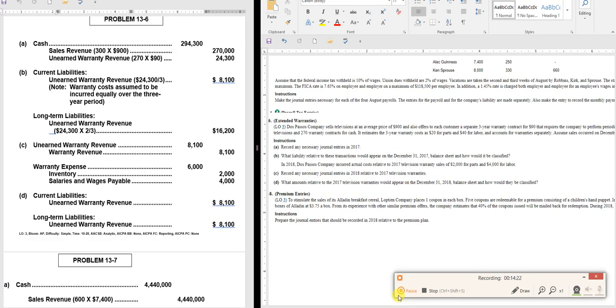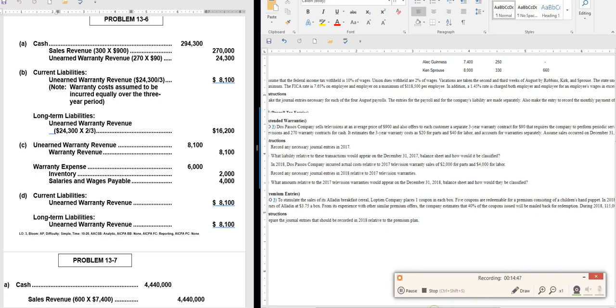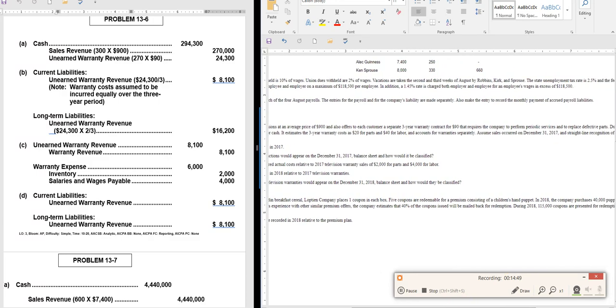Okay, on this one I'm kind of going to talk about some of the journal entries as I read it. So we sell television sets for an average price of $900. Remember that. So my sales revenue is $900 right over here. And it also offers each customer a separate, this is separate, that's kind of important, 3-year warranty contract for $90. So I have $90 over there. That requires the company to perform periodic services and replace defective parts.